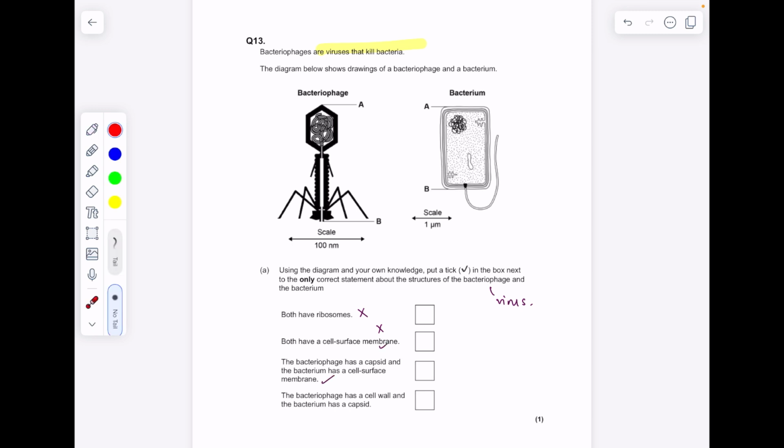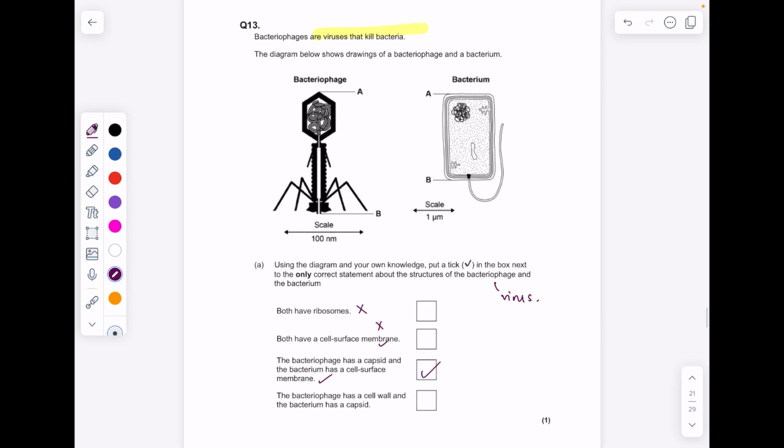Let's have a look. Is that true? Yeah. There's our capsid. Here's our cell surface membrane. Correct. The bacteriophage has a cell wall. No, it's a virus. It doesn't have a cell wall. The bacterium has a capsid. No, that is true of viruses. So the answer here is the third box.